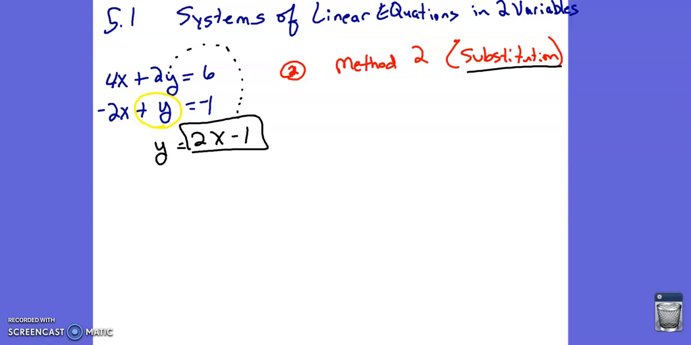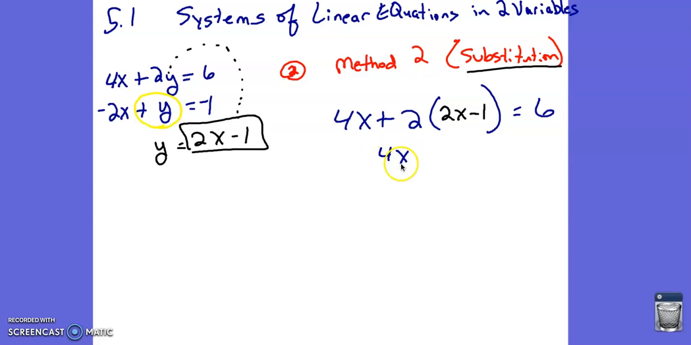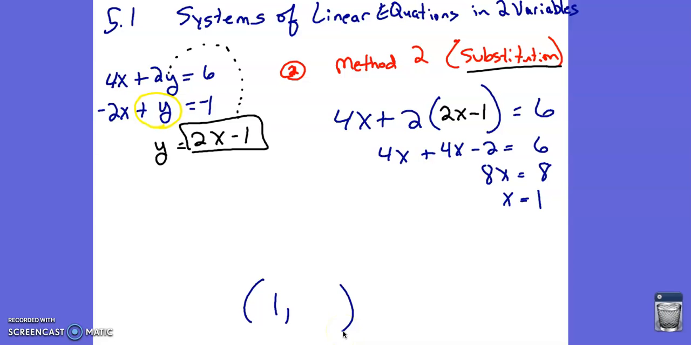So the blue equation now looks like 4x plus 2y equals 6, and I'm substituting in 2x minus 1. So instead of writing the y, you literally replace it with what the y equals, 2x minus 1. And then you solve this. So we have x is 1, and then when we substitute 1 back in, we get y is 1. So we solved it by the graphing method, and we solved it by the substitution method.